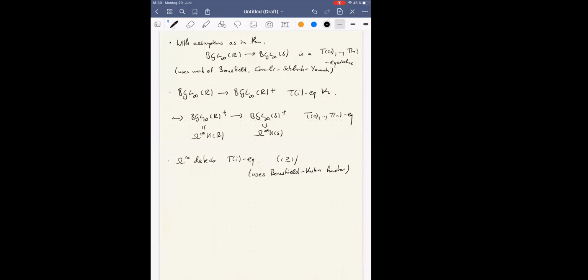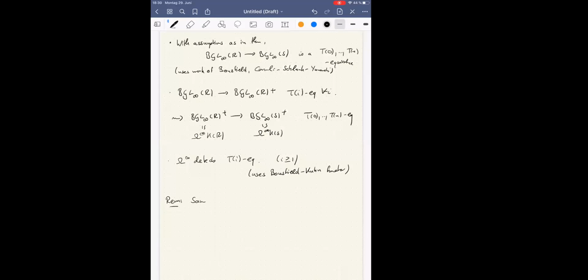So are there questions about this? Okay, and this first point is also where we really use that we have a T0 up to Tn equivalence.